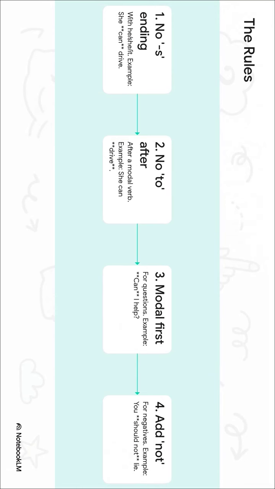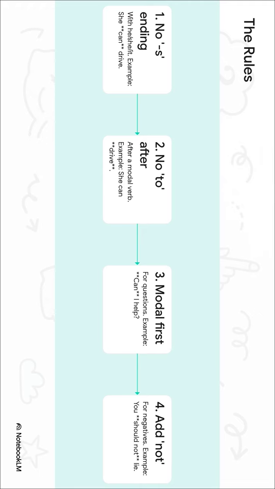Rule 1, you never add an S for he, she, or it. It's always she can drive, not she cans drive. Rule 2, no to comes after them. This is the answer to our first question. It's he must go, not he must to go.